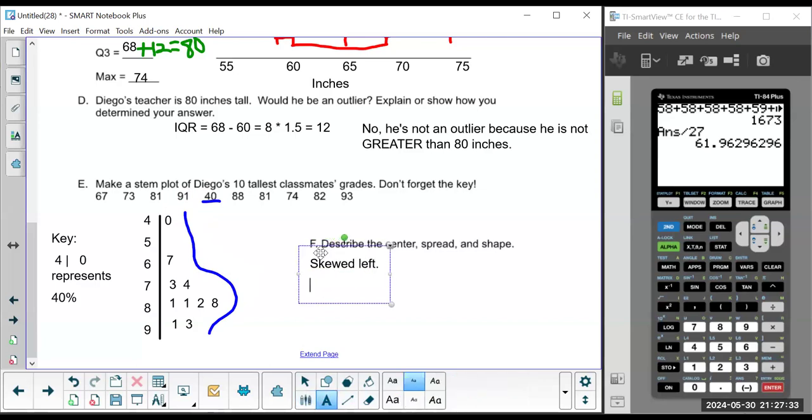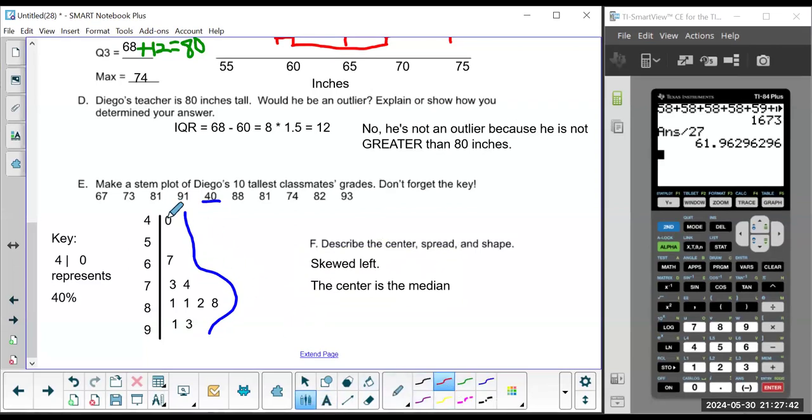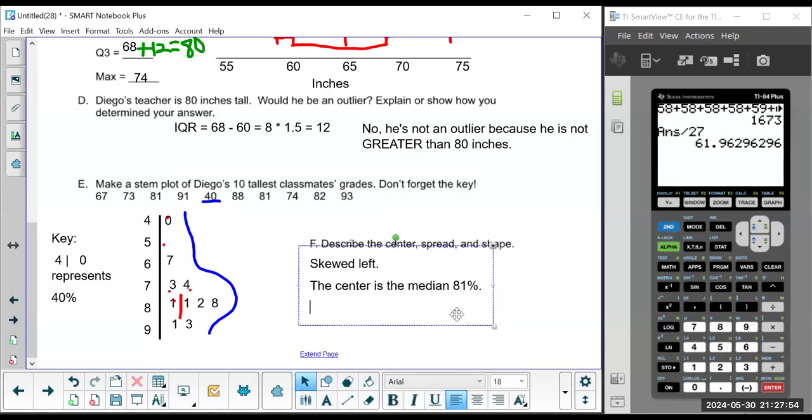Skewed left. The center then is the median, which means we need to find our median. So there's 10. We can split 10 in half evenly. We need 5 on each team. So 1, 2, 3, 4, 5. So this is where we divide them up, and the number between 81 and 81 is 81. So the median is 81%. And then the spread, the highest minus the lowest is 93 minus 40, which gives us a spread of 53%. And we are done.